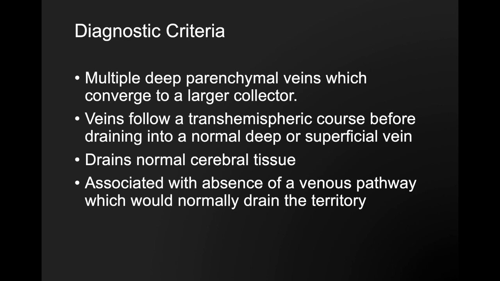DVAs are associated with absence of a venous pathway which would normally drain that territory. So essentially, if you have absence of a superficial cortical vein that would normally drain a gyrus, you would get a DVA going through that gyrus, through the white matter, and then into the deep venous system.